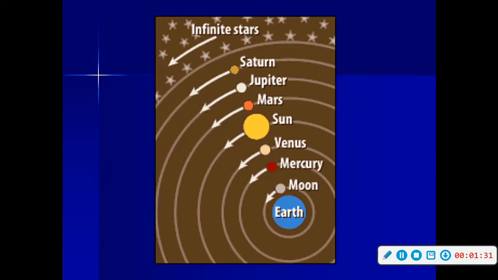So here it is. Earth in the center, and the moon, obviously the closest object, and then you've got Mercury, Venus, the Sun, Mars, Jupiter, Saturn, and then stars also moving. So they didn't have us moving at all, which kind of was incorrect. So we'll talk more about that in a moment and continue on with this.